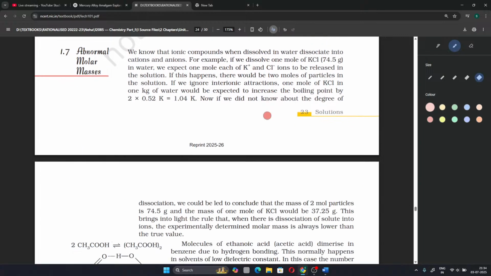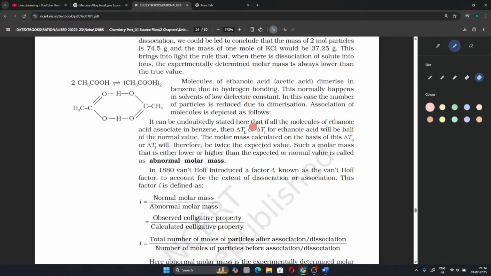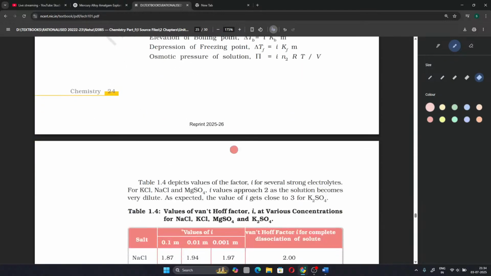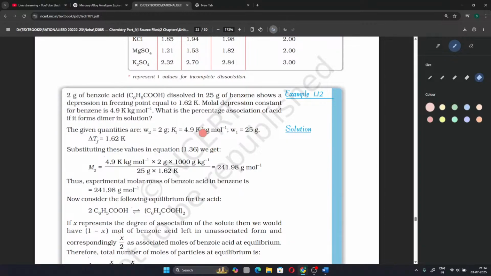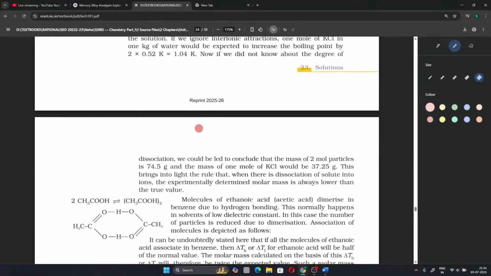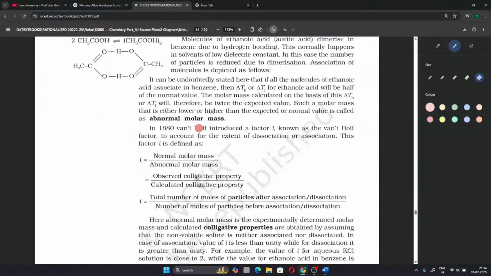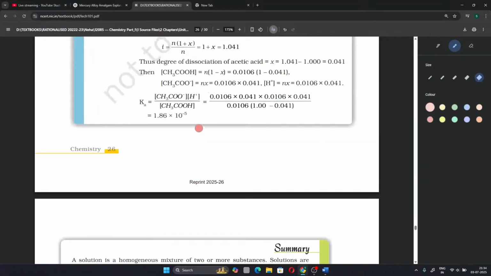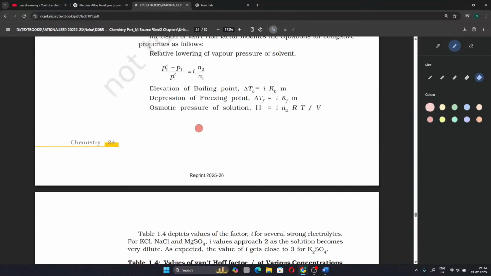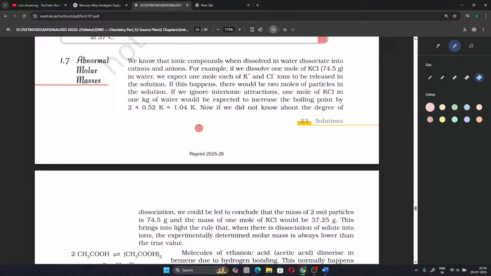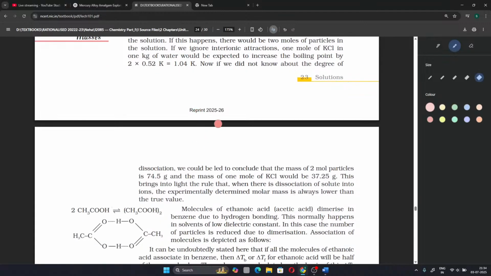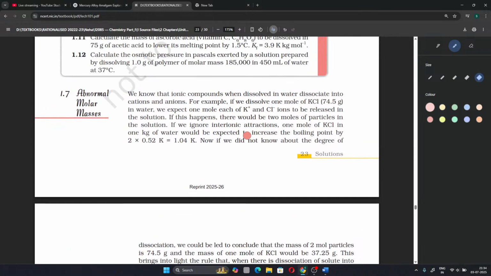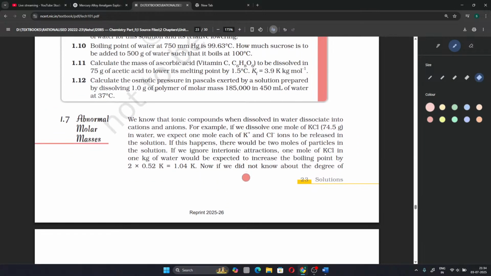Now the next main topic is the introduction of the abnormal molar masses, Van't Hoff's factor, etc. How many pages are there in total? 2 pages for the theory, then examples which are around 2 pages in themselves, and a summary. Total of 5 pages.